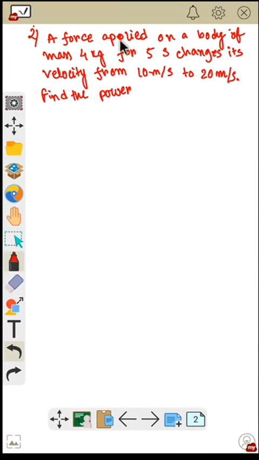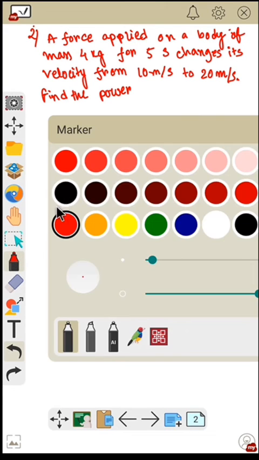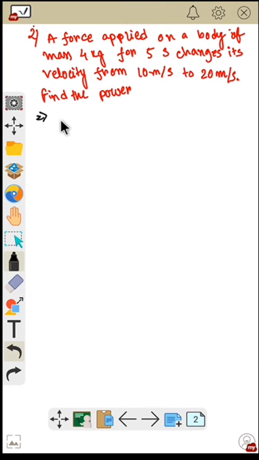The second question said that a force is applied on a body of mass 4 kg. So what are the things given? Let's write that first. So mass is given 4 kg, for 5 seconds. So t is given 5 seconds. It changes its velocity from 10 meters per second to 20 meters per second. That means initial velocity is 10 and final velocity is 20. Find the power.